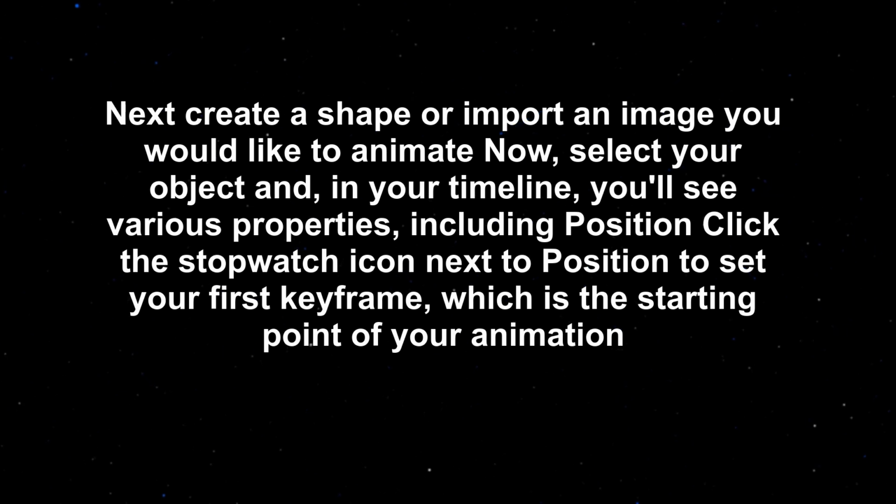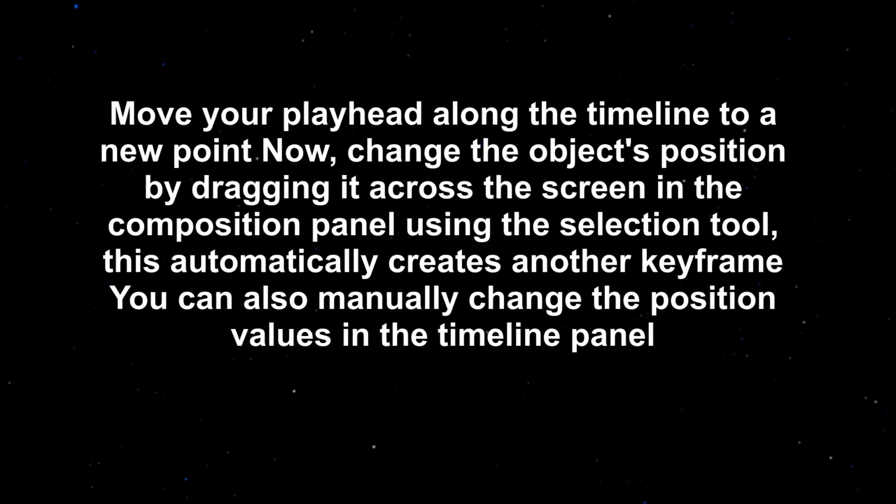Now, select your object and, in your timeline, you'll see various properties, including position. Click the stopwatch icon next to position to set your first keyframe, which is the starting point of your animation. Move your playhead along the timeline to a new point. Now, change the object's position by dragging it across the screen in the composition panel using the selection tool. This automatically creates another keyframe. You can also manually change the position values in the timeline panel.